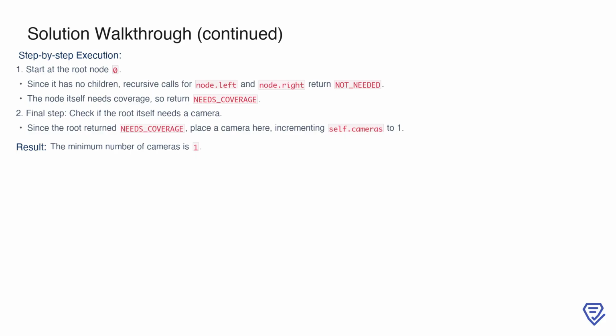Finally, let's look at a single node tree. Here, the tree consists of just the root node labeled 0. Since this node has no children, the recursive calls for its left and right children, both being none, return not_needed. However, the root node itself is not covered, so it returns needs_coverage. In the final step, we check if the root needs a camera. Since it does, we place a camera at the root and increment the self.camera's counter to 1. For this tree, the minimum number of cameras required is 1.